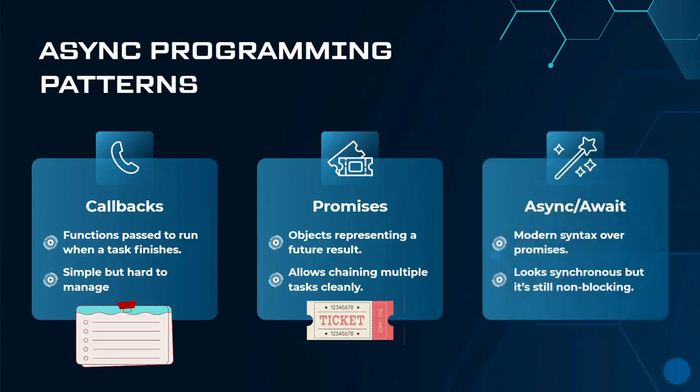Third, async await. This is modern syntax over promises. It looks synchronous, but it's still non-blocking. Imagine an assistant watches the tickets and notifies the chef exactly when the pizzas are ready. It looks like the chef is waiting, but they're still busy preparing other dishes. Key takeaway: all three patterns help programs stay responsive while waiting for tasks, and the difference is mainly how clean and readable your code is.